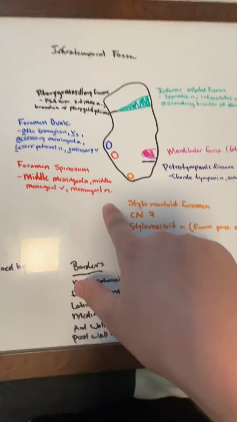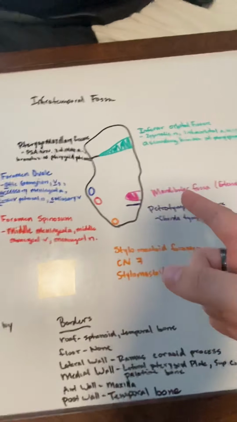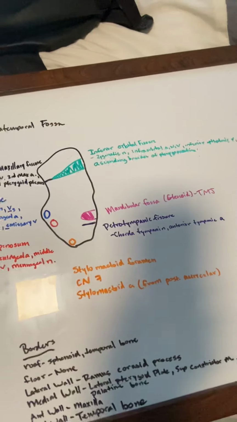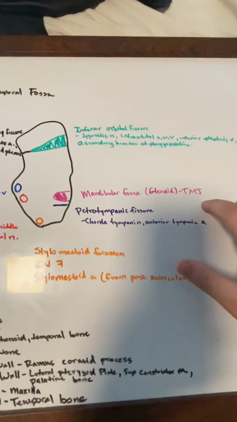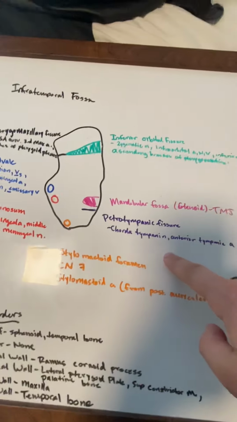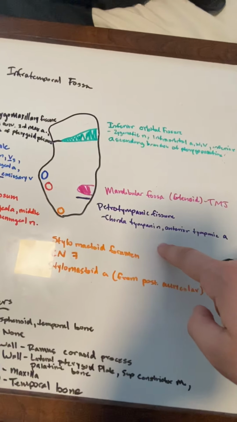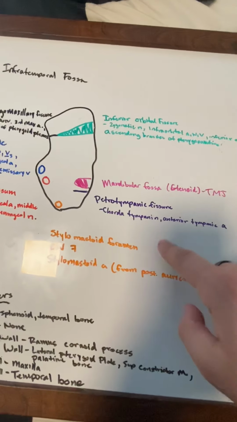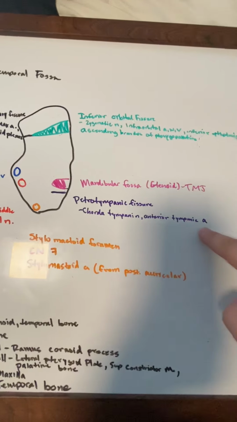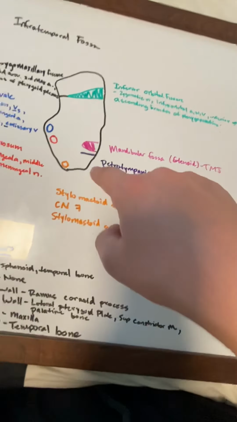Okay, so let's hop over. We're going to do the mandibular fossa, or the glenoid fossa. It just has the TMJ in it, so really that's all you need to know. The petrotympanic fissure is behind the mandibular fossa, and it has the chorda tympani nerve and the anterior tympanic artery within it.